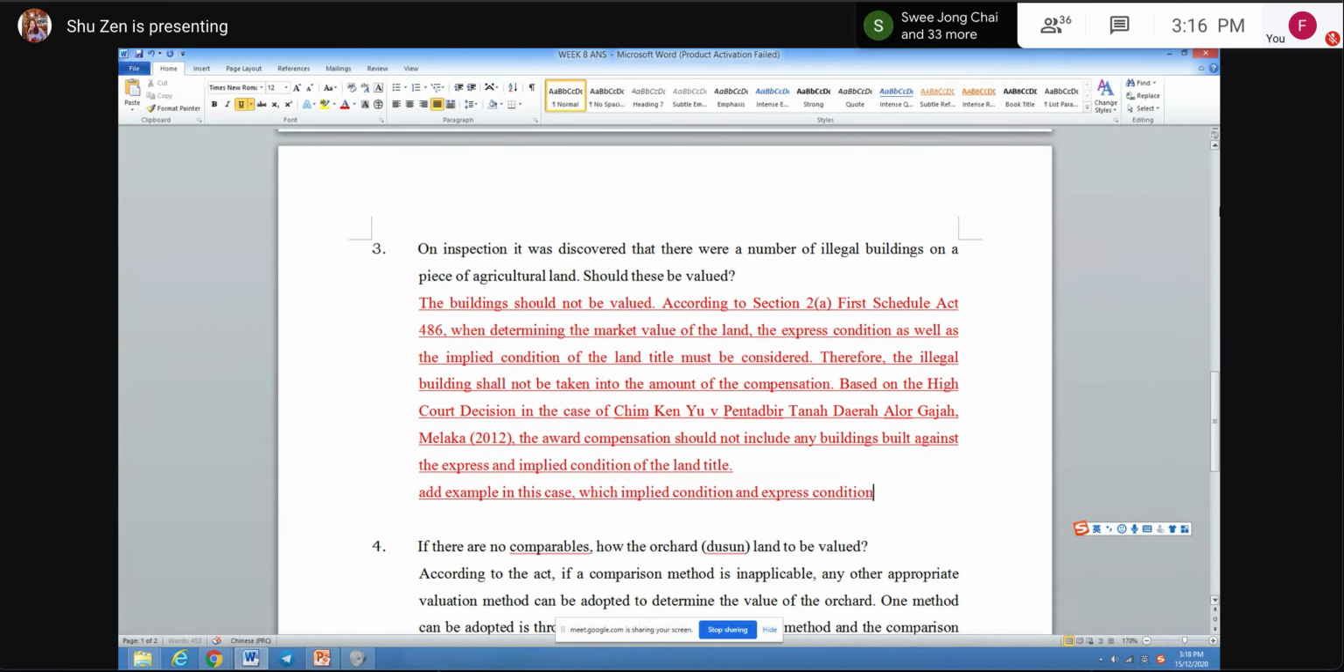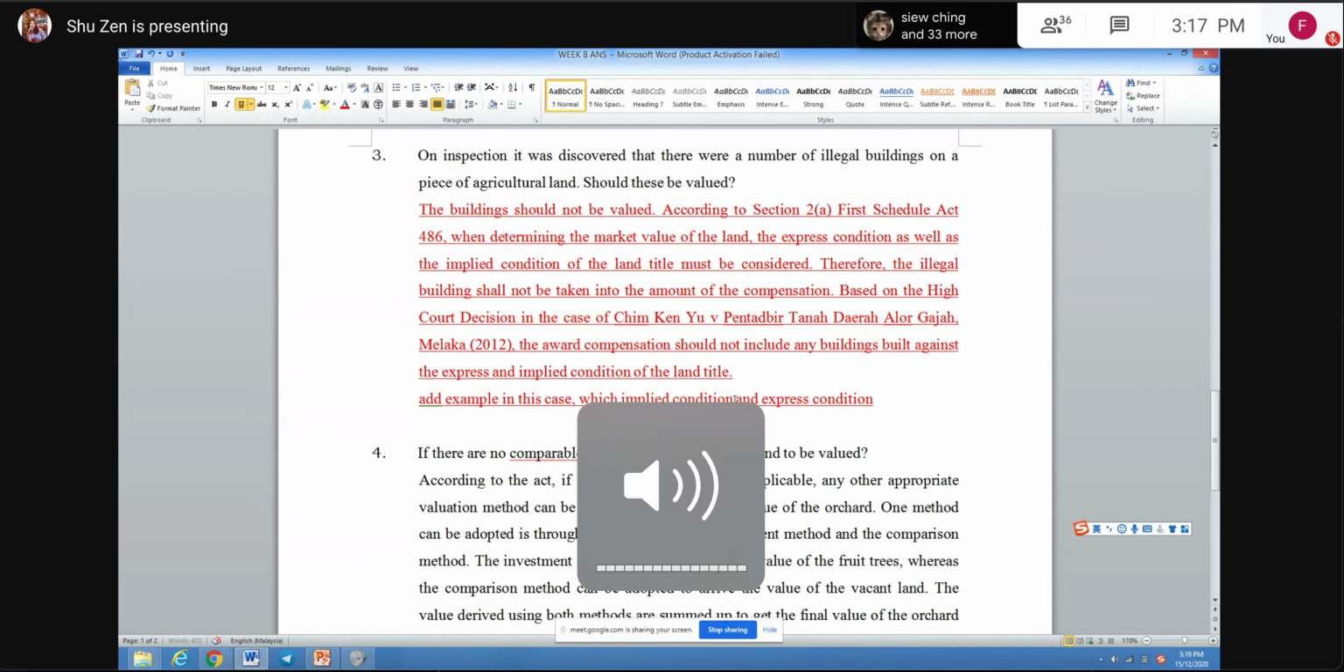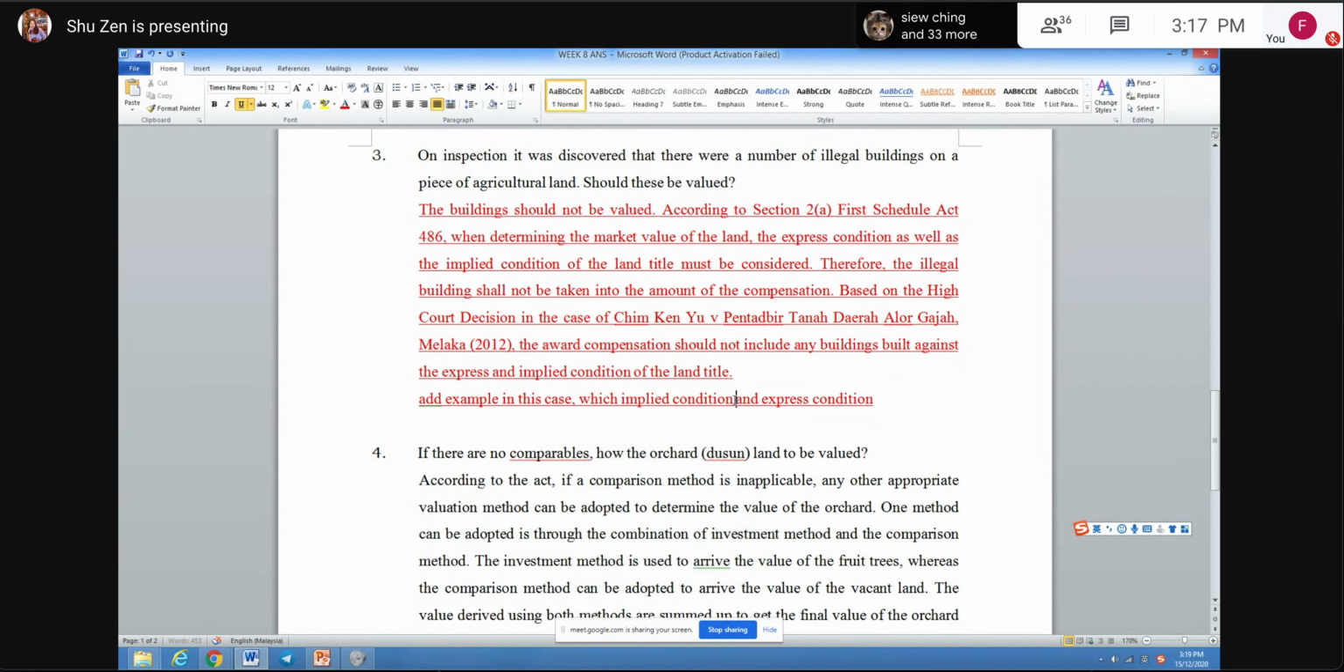Okay, start with the implied condition first. Which implied condition is not mentioned? For this case, the land involved is agricultural land. So the implied condition is that we cannot build a building. The implied condition, which section of the National Land Code do you refer to, isn't it? Yes, 115. Okay, what does 115 say?